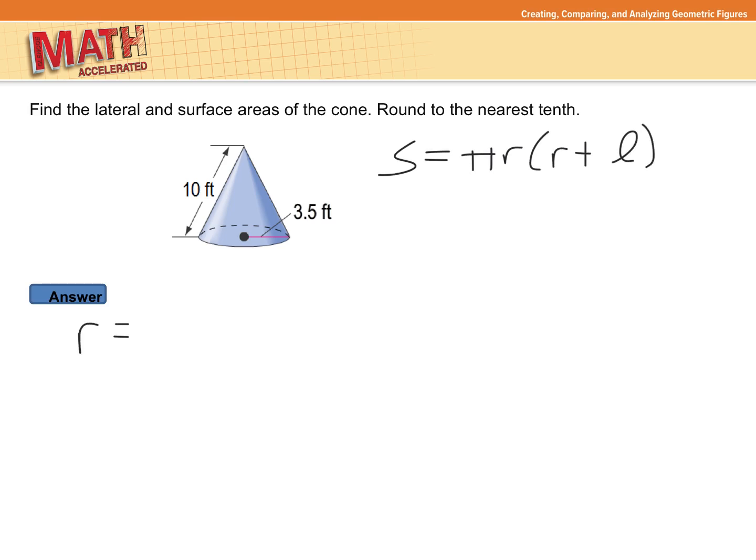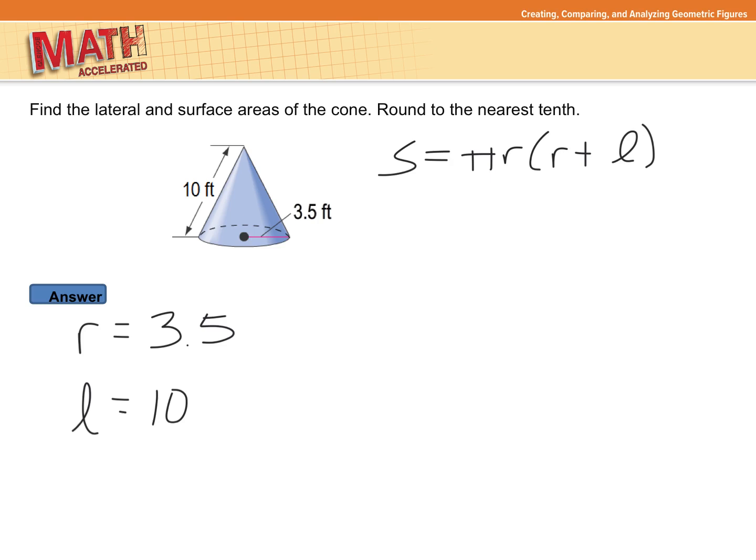What is the definition of a radius? How do you know where the radius is? Half the diameter. What's the diameter? The length of the circle. So for the radius, you're always going to look for the circle. Okay? You're going to get the radius from the circle. In this case, do they give us the radius? Yes. So radius is 3.5. What is the slant height? 10. Yep. 10 is up the side.